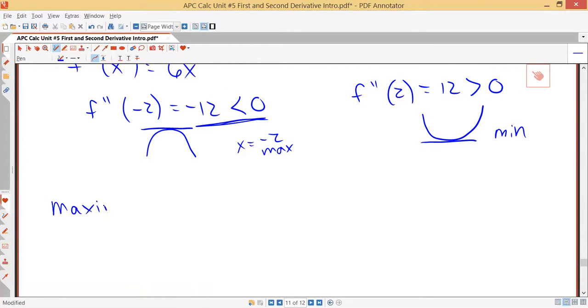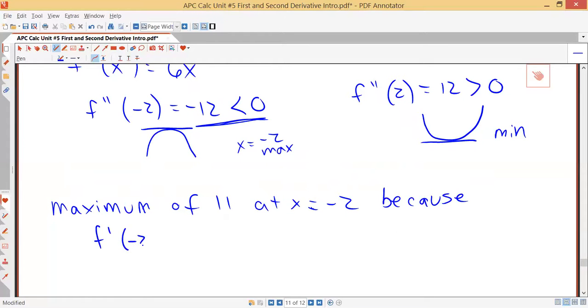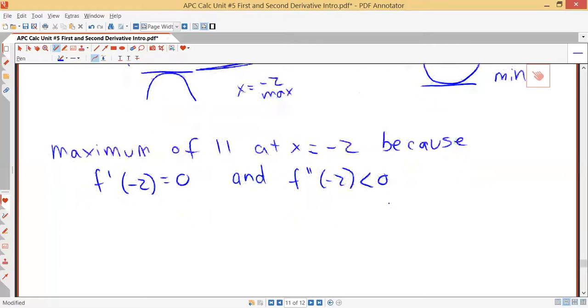I have a maximum of, you get the y value 11, at x equals -2. So I state my fact. Because I have to state 2 reasons because this is a point. So how did I know that -2 was a critical point? Because f prime of -2 was 0, so that was a critical point. And now how did I decide that it was a maximum? Because f double prime of -2 was less than 0.